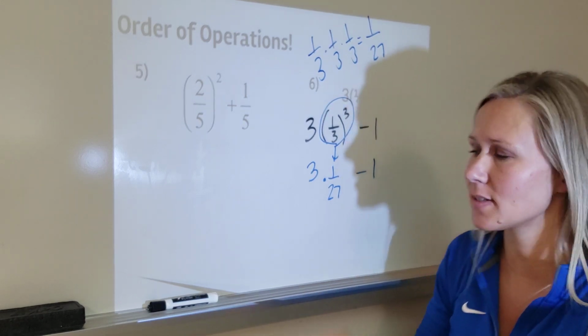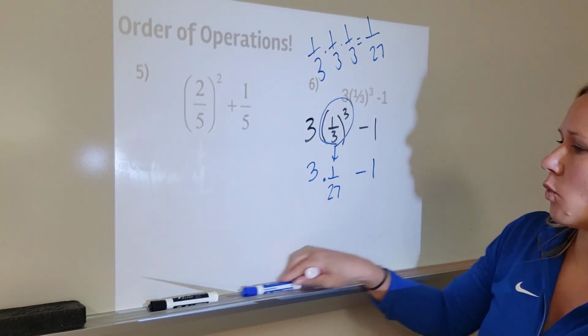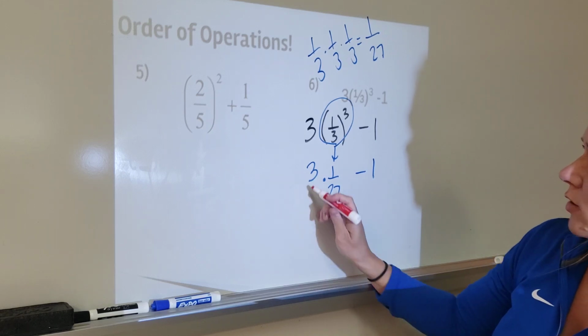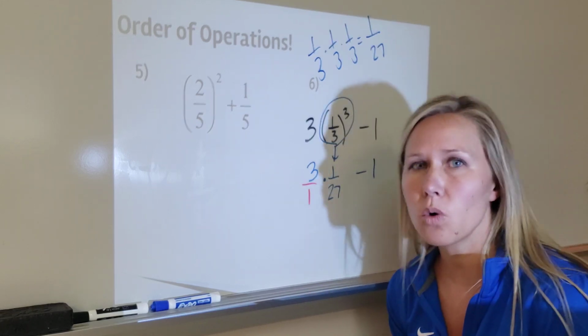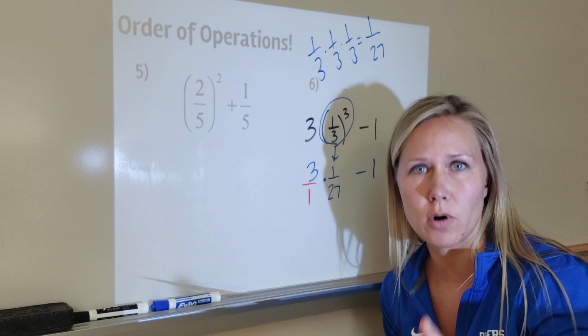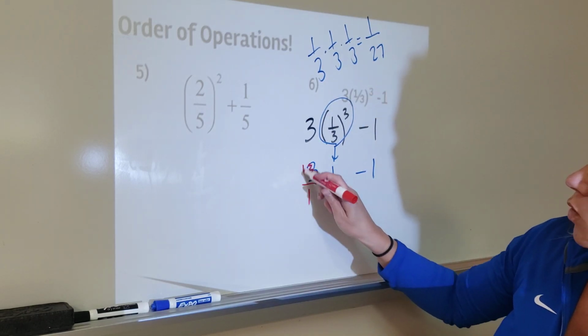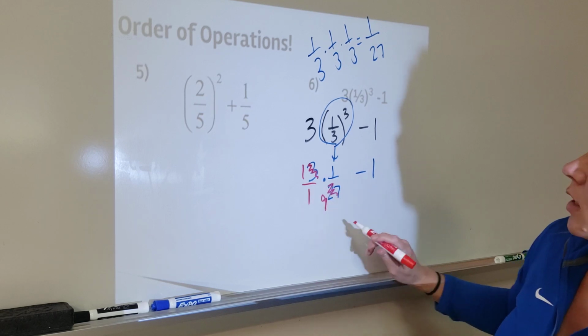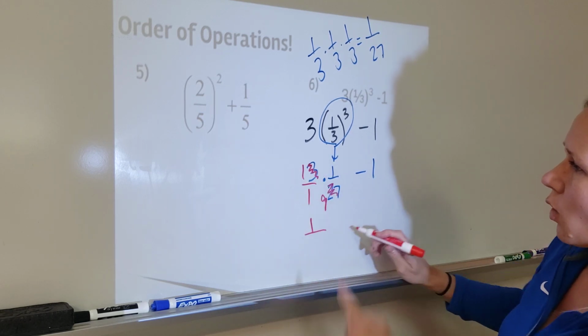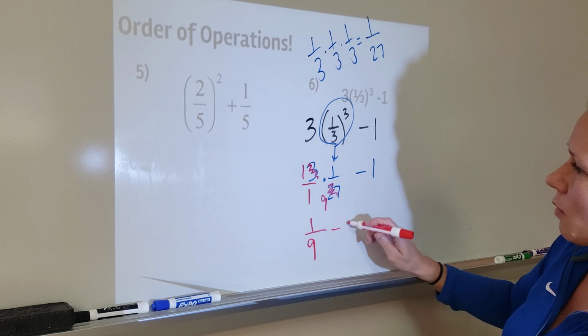Okay, now I'm ready for the next step. My next step here would be to multiply before I subtract. So I'm going to make this a fraction. Remember, no common denominator. I just simplify before I multiply. So here, the 3 and the 27, divide by 3, I get 1. Divide this by 3, I get 9. So 1 times 1 in the numerator, 1 times 9 in the denominator, now minus 1.